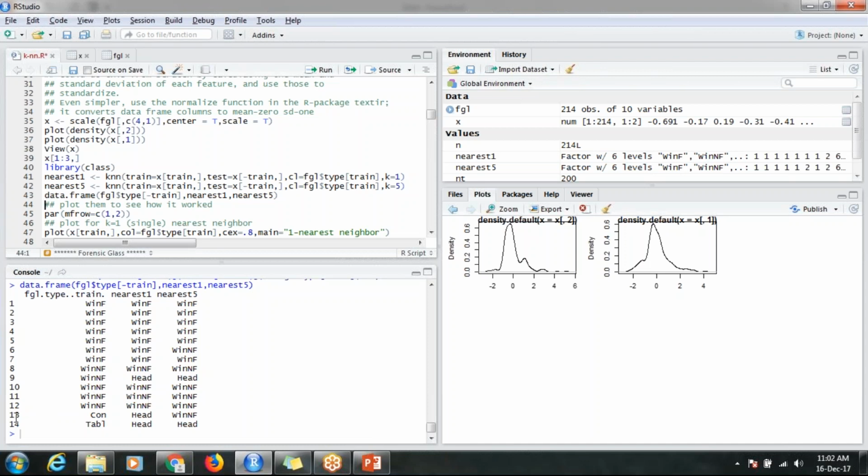Now for these two, 13 and 14, originally I have con and table, but in nearest neighbor 1, k equal to 1, these are classified as head, and in nearest neighbor 5, these are classified as WinF and head. So these two again are misclassifications and could be due to the noise that is there. So let us make a plot and try to see how this goes.